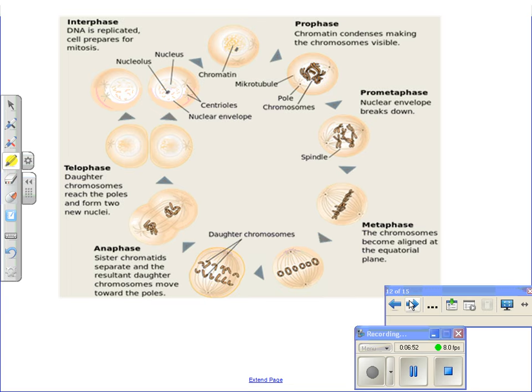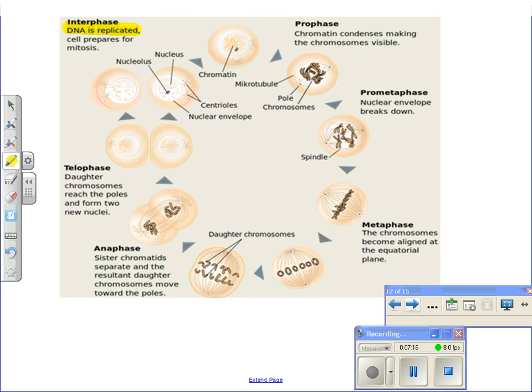What we start out with, like we talked about, is interphase. The central concept here is that DNA is replicated, and also the cell is preparing. And then, once it's done doing that, some things start happening. As the chromatin condenses, the cell starts readying. Some of the centrioles will start moving to opposite poles. The cell is readying itself to divide eventually.